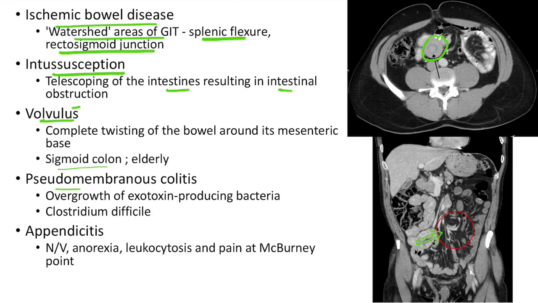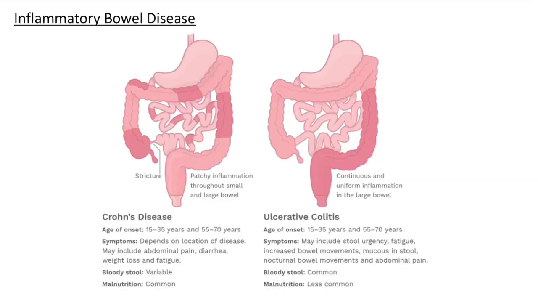Now let us see about pseudomembranous colitis. It occurs due to overgrowth of exotoxin producing bacteria. It is caused by Clostridium difficile. Now let us see about appendicitis. Clinical features include nausea and vomiting, anorexia, leukocytosis and pain at McBurney point.